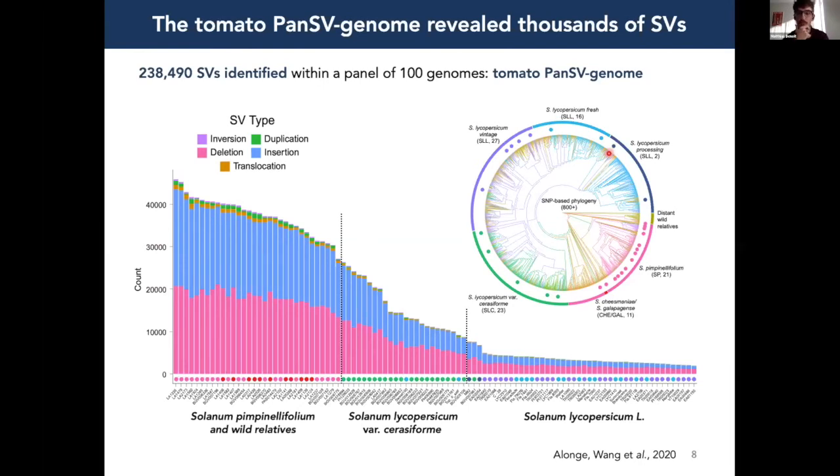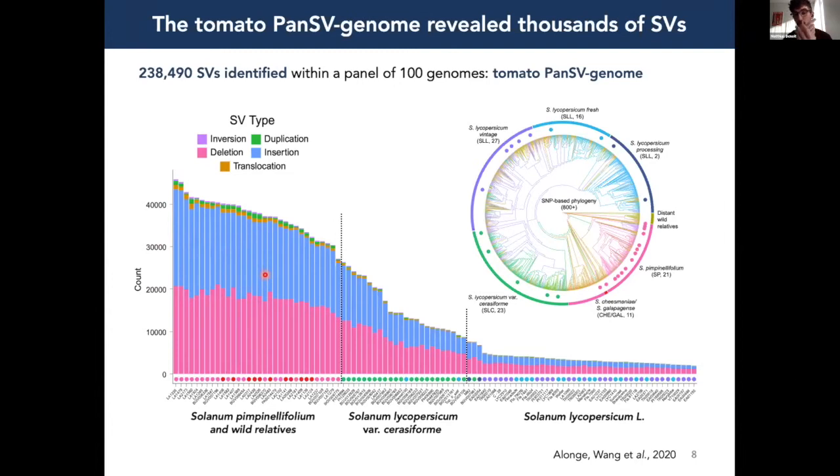One main message from this pan-SV genome was two things. First, of course, when you compare modern tomatoes and their ancestral relatives, you see a huge increase in the number of structural variants you can detect in those genomes. But maybe even more important, insertion and deletion events, here in blue and pink, make up the large bulk of structural variants detected in the genomes.